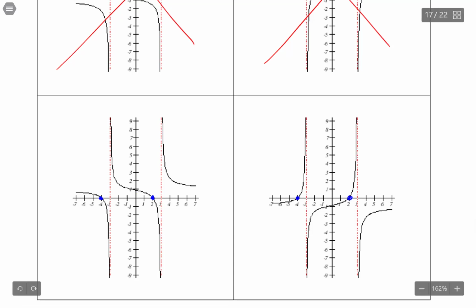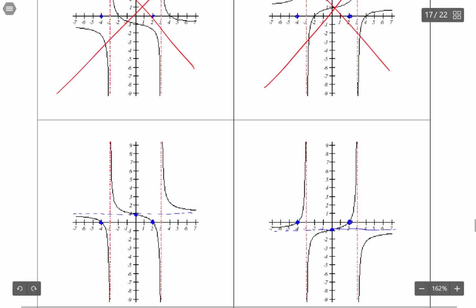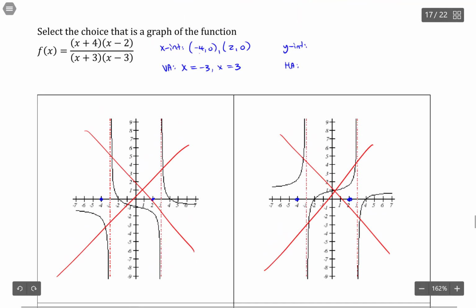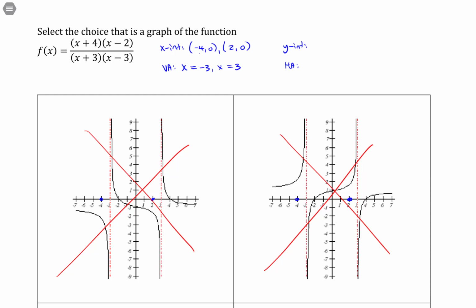One thing that might rule something out is the location of the y-intercept. As you can clearly see, this one's positive and this one's negative, or the horizontal asymptote, wherever that happens to be, because the horizontal asymptote is positive in one graph and negative in the other. So let's try the horizontal asymptote because it's generally easier to determine in factored form.